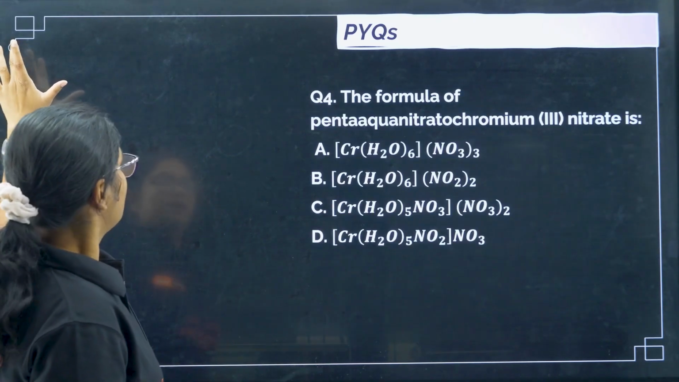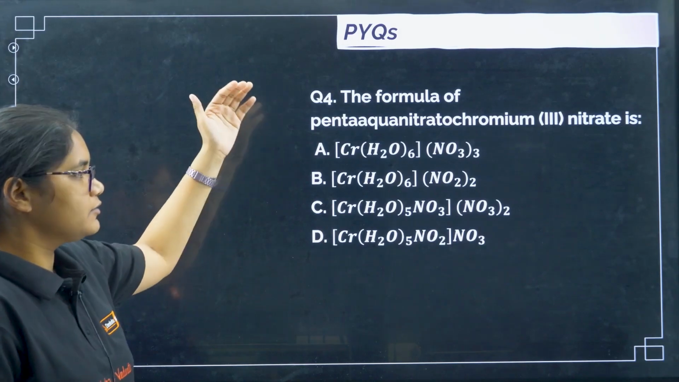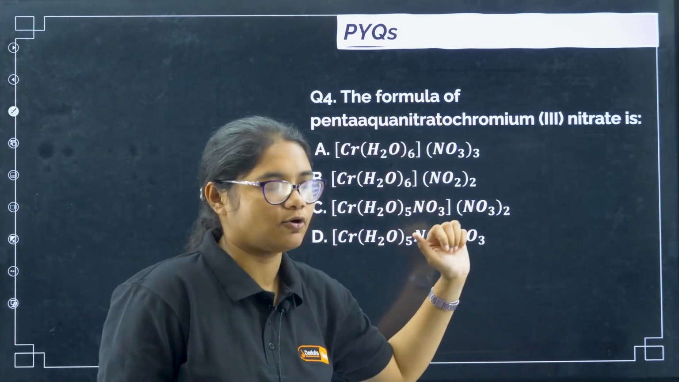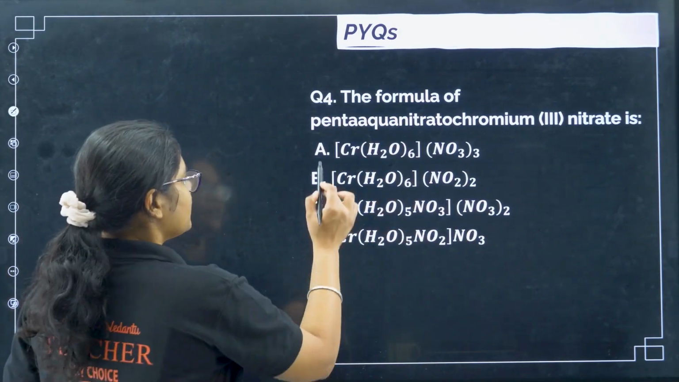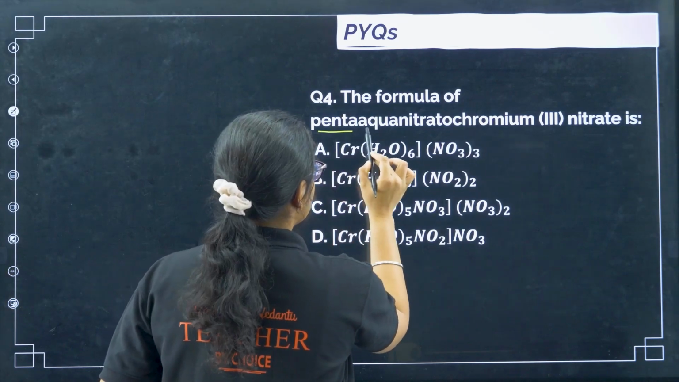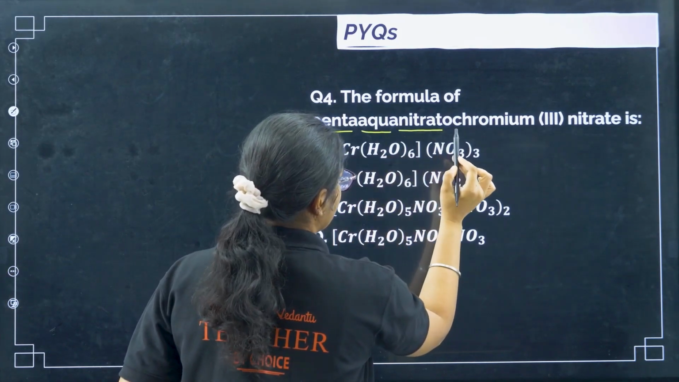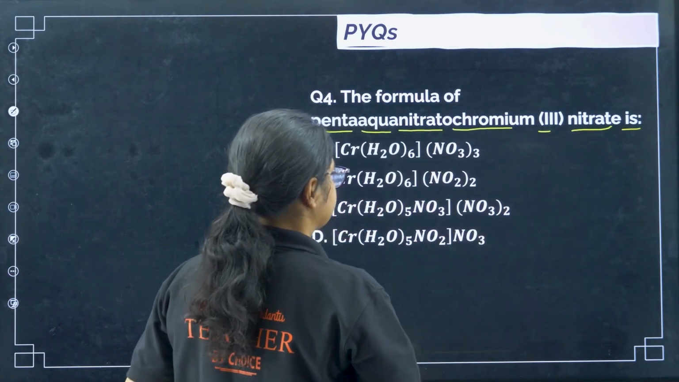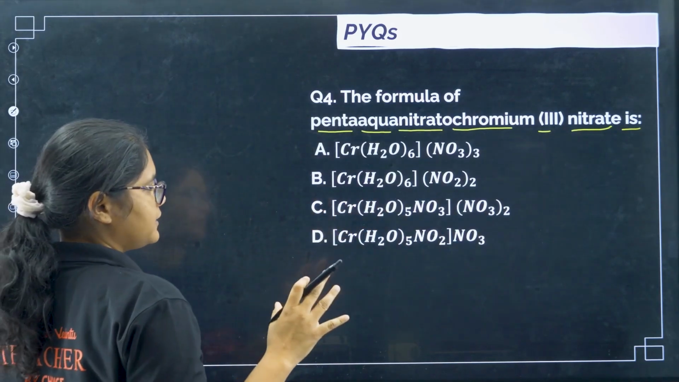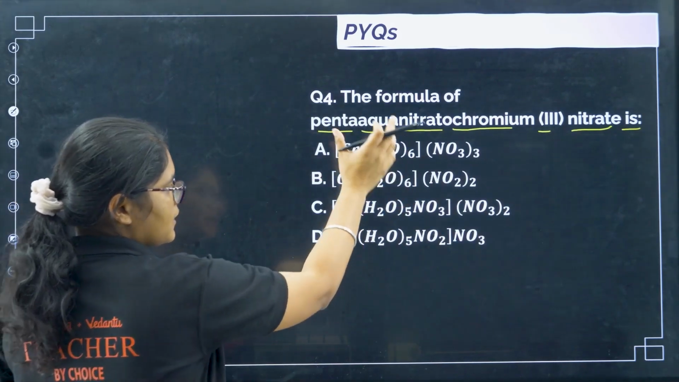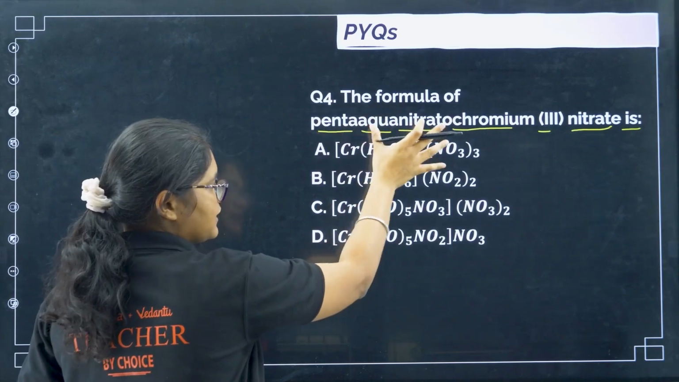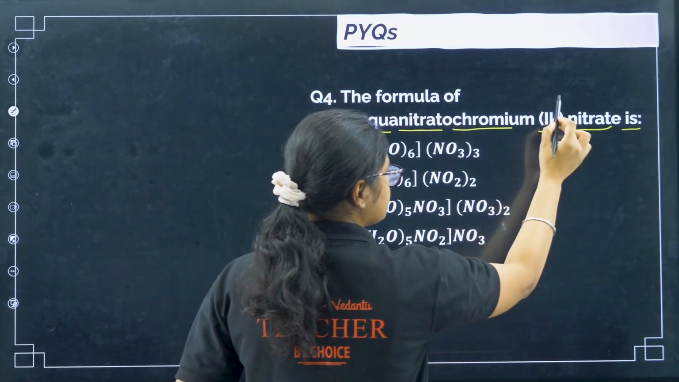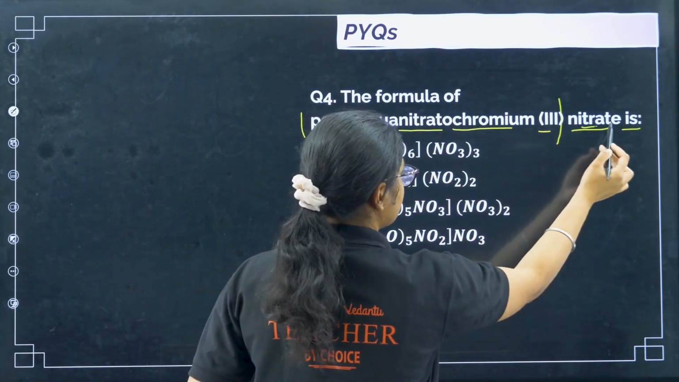Okay. Next, the formula. Now the name is given, you have to derive the formula. This is a bit tricky. So you can see the formula of pentaaqua nitrato chromium(III) nitrate is, okay. I always remember that the first part is your cation part. So I can say that this part is your cation and this part is your anion.